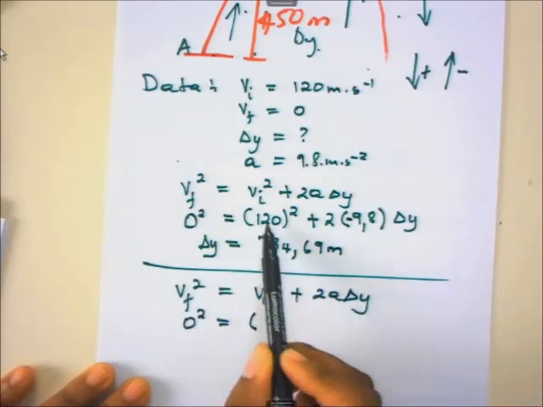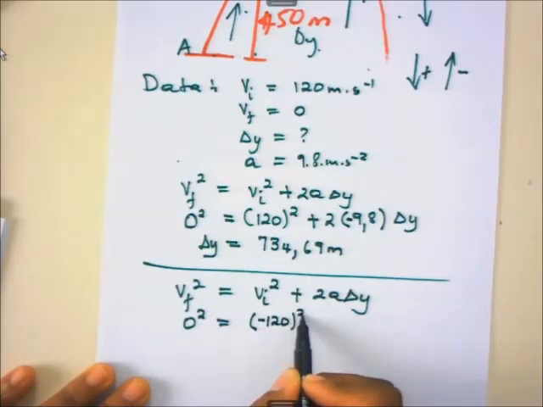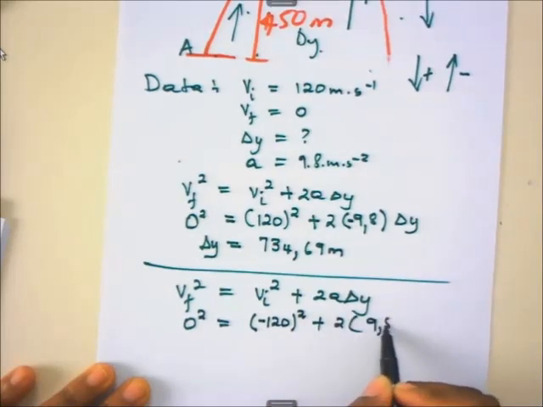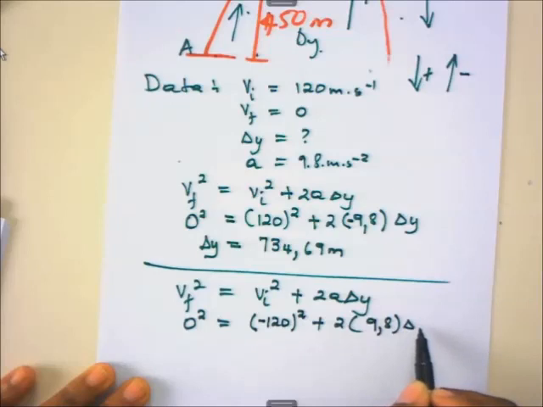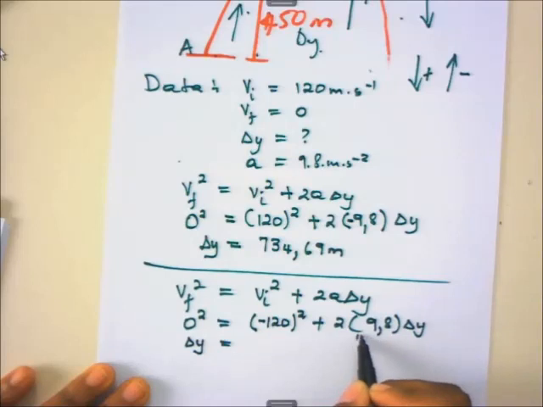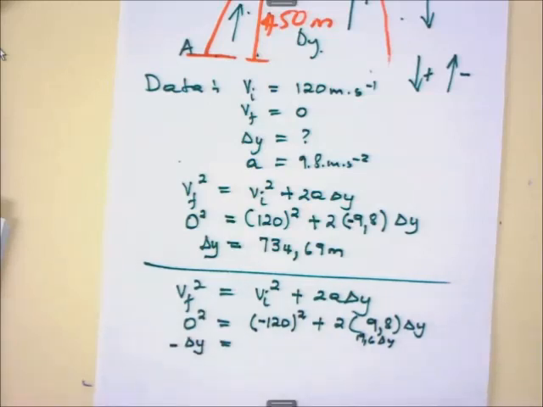So if you choose positive downward, which means your initial velocity must be negative, plus 2 times your acceleration, because it is always downward. Even when the object is moving upward, the acceleration will be positive. Now your answer will be delta y. Your delta y is going to be 19.6 here. So because it is positive, when you move it to the left hand side, it's going to be negative.